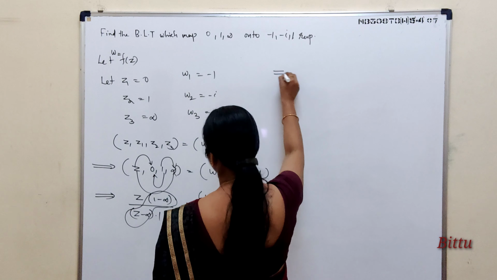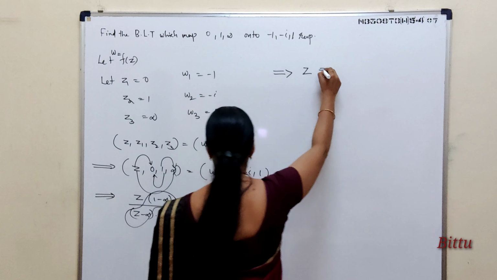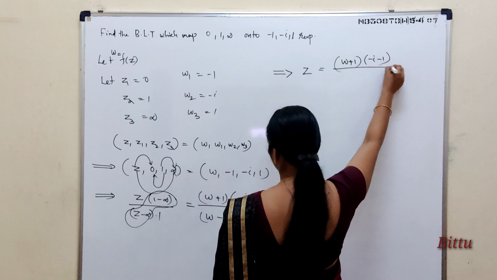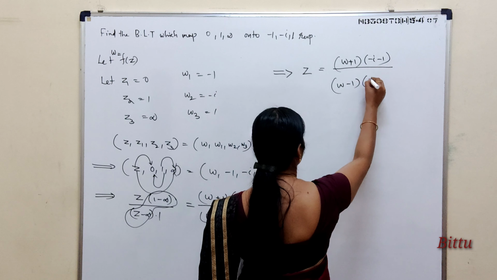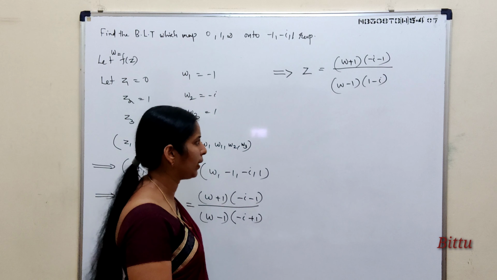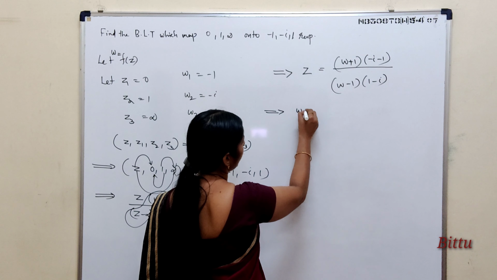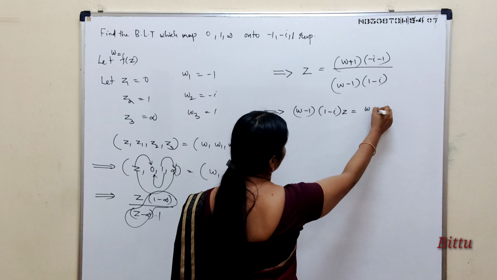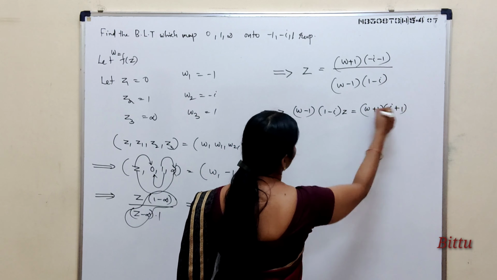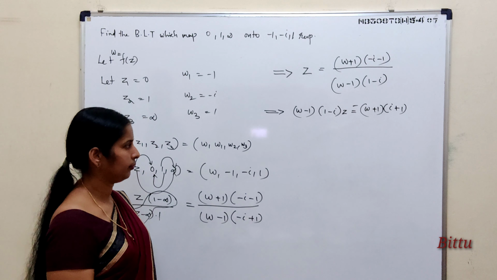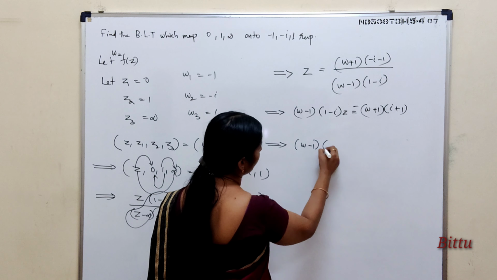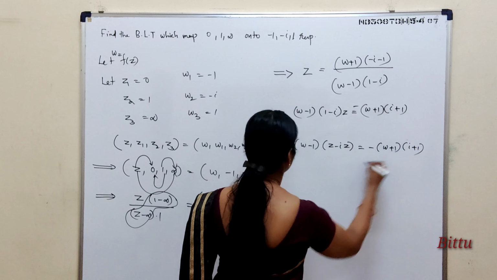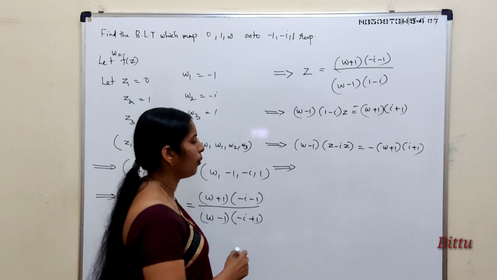So this implies z equal to omega plus 1 into minus i minus 1 divided by omega minus 1 into 1 minus i. You cross multiply. Omega minus 1 into 1 minus i into z is equal to omega plus 1 into i plus 1. You take a negative sign here. Here the left side is omega minus 1 into z minus iz is equal to minus omega plus 1 into i plus 1.